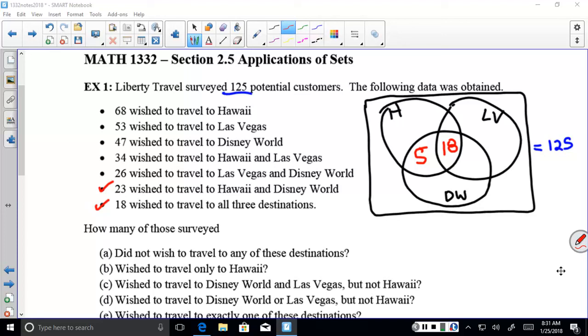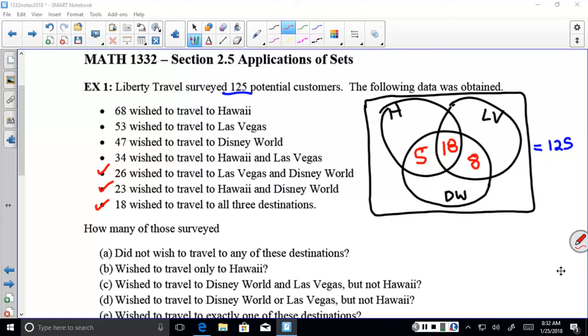"26 wish to travel to Vegas and Disney World." Read it slowly. 26 wish to travel to Vegas. Stop. I've narrowed it down from 8 to 4. And Disney World. Out of these 4, which ones are Disney World also? These 2. So those 2 need to add up to be 26. I already have 18, so that leaves 8.